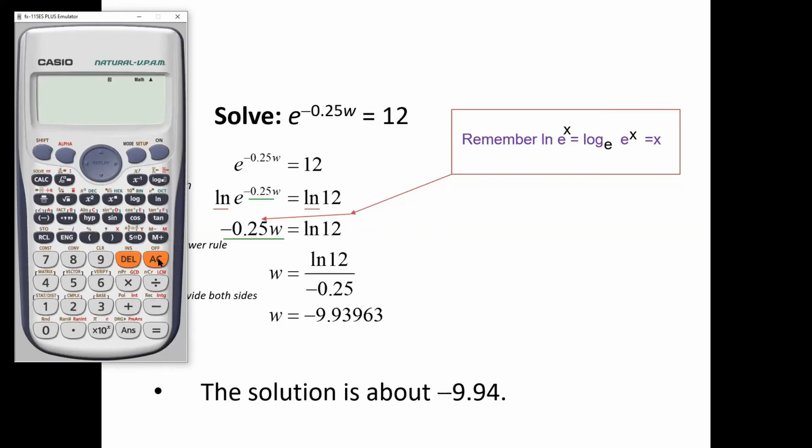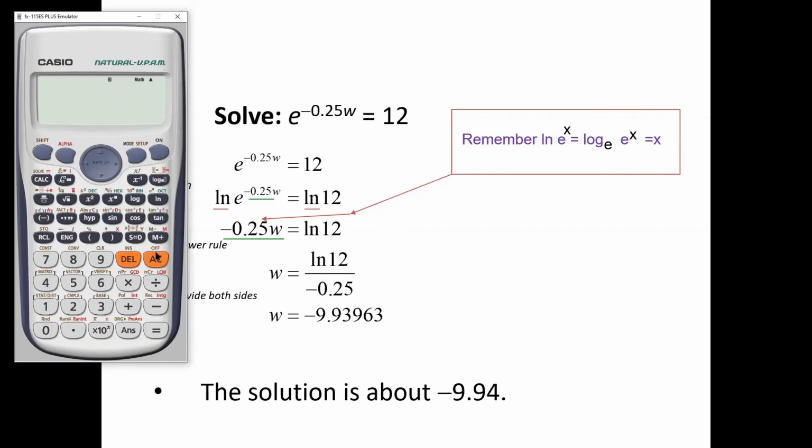And in the calculator, let's clear this. Okay, we've got natural log of 12. Close it up, go down over negative 0.25 equals. Okay.